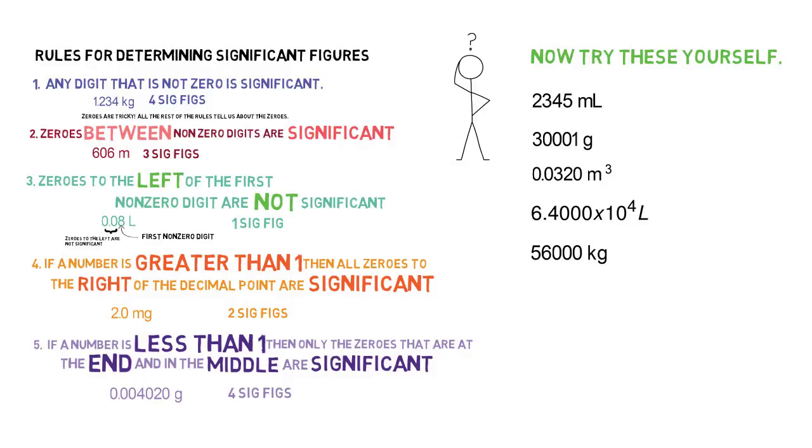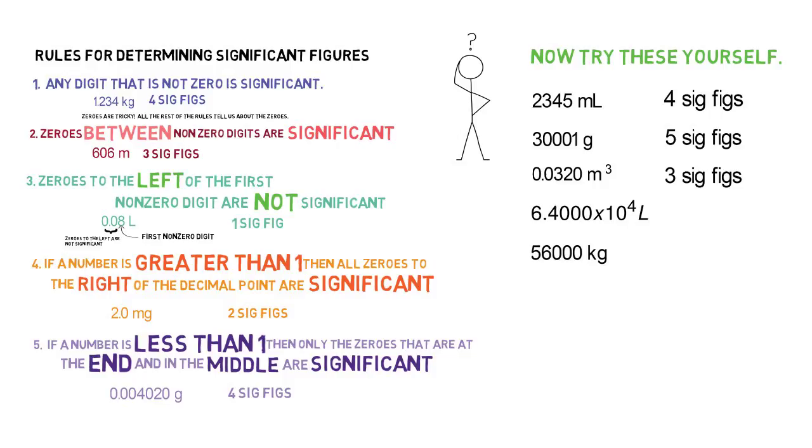Welcome back. And so now let's take a look at the answers. The first one, probably pretty straightforward, was 4 sig figs. The second one has 5 sig figs. All 3 of those zeros are between non-zero digits, so they are all significant. The third one, 0.0320, has 3 sig figs, 320.